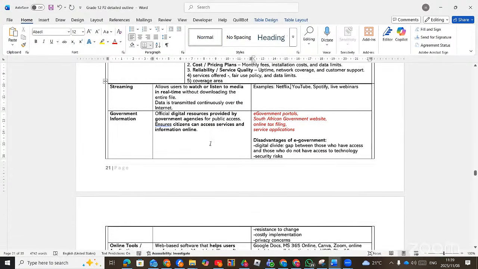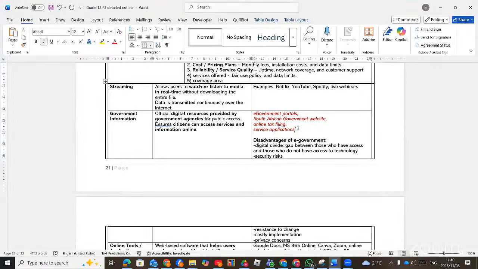Now, government internet services. These are the digital resources provided by our government for public access, which ensure that citizens can have access to services and information online. Now, we have e-government portals. We have the South African government website, online tax filing, e-filing, and service applications like applying for your ID online, Home Affairs, and other services.